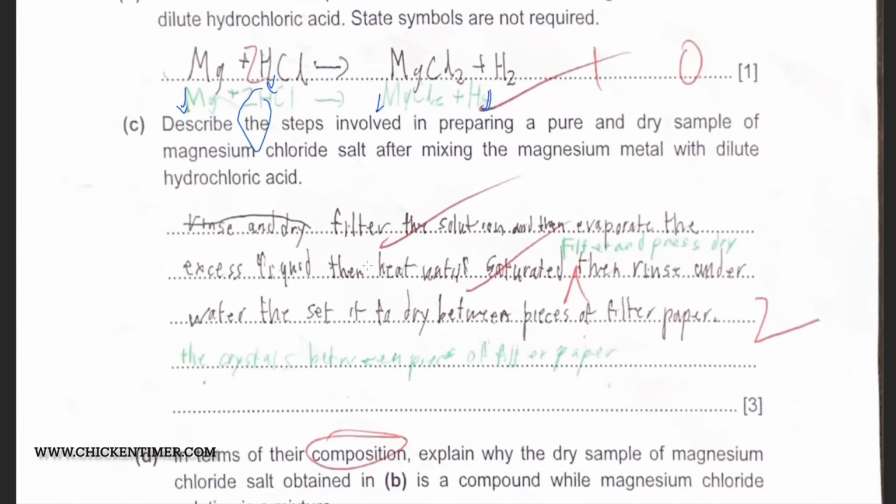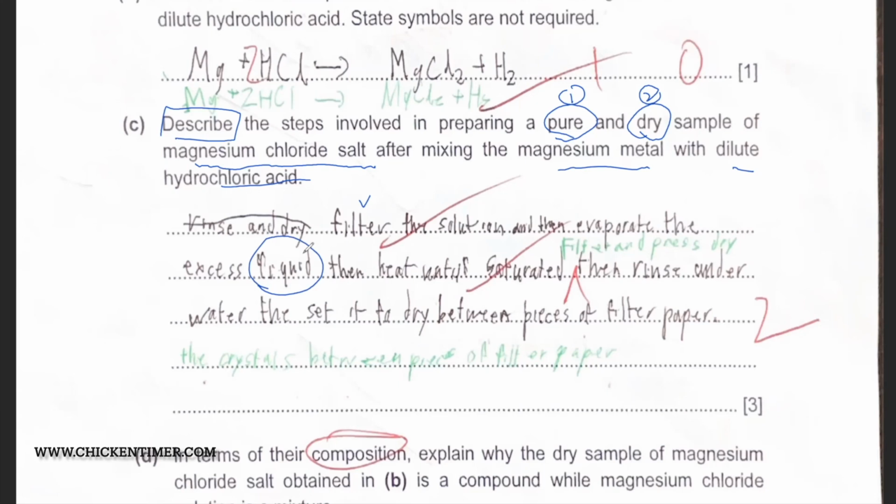Then the not so nice ones are probably the structured question down here, which has a very big word called describe. You tried, but you missed out a bit. Describe the steps involved in preparing a pure and dry sample of magnesium chloride salt after mixing magnesium metal and dilute hydrochloric acid. After mixing, what will you have? You filter, because there is a mixture of magnesium chloride and magnesium metal. This one is okay. Then evaporate the excess liquid.